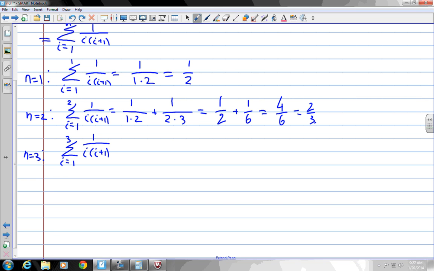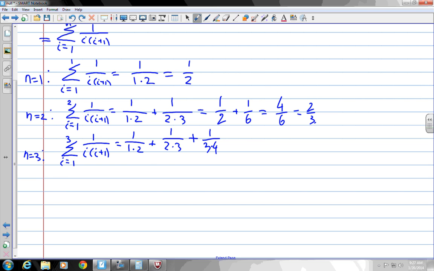So if I plug all that in, again, i equals 1, you get 1 over 1 times 2, plus. Increase i by 1, you get 1 over 2 times 3. Increase i by 1, i equals 3 now, it becomes 1 over 3 times 4. Is that right?